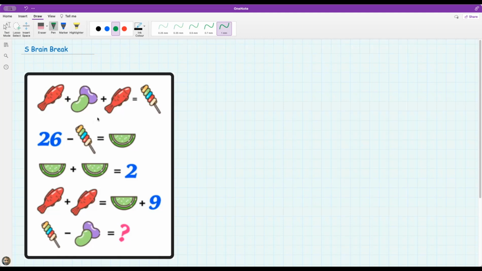So fish is 5. Yeah, because clearly that's a 1. So the fish must be 5. I agree. So what have we got left? We've got jelly beans and candy sticks or whatever that is left. What are those going to be? What's that going to give us?